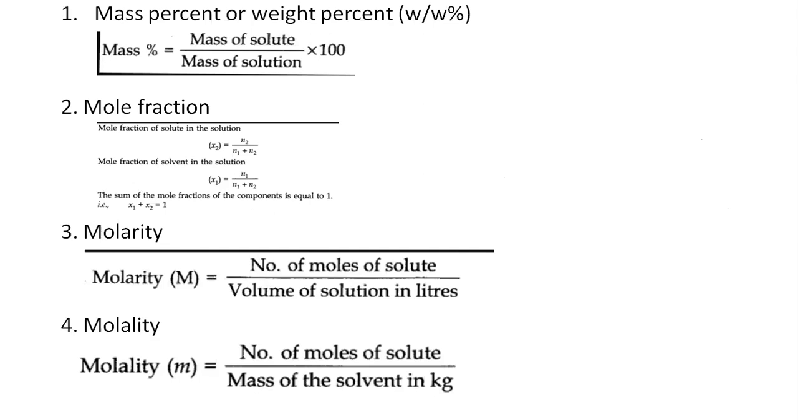Okay. Then we have expressions of strength or concentrations of solutions. First one, mass percent or weight percent, W by W percent. How do we calculate the mass percent? Mass percent is nothing but mass of the solute divided by mass of the solution into 100. So this is the mass percent of a solution.